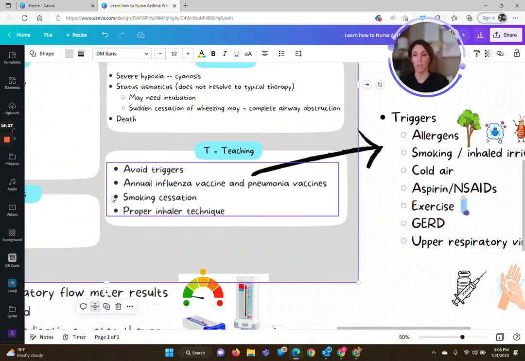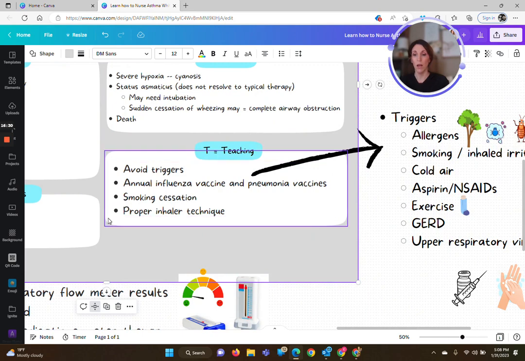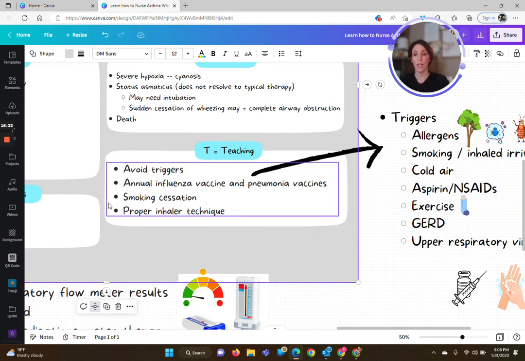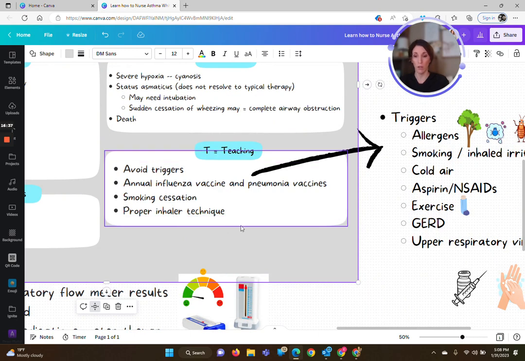Obviously, we want to avoid smoking if at all possible, and then teach proper inhaler technique. So know what you're going to do to have your patient use their inhaler. Most of the time they're going to recommend using a spacer, and that goes on the tip of the inhaler. You're going to put that on there, and then you're going to shake the inhaler, exhale, and then put the spacer in the mouth, squeeze the inhaler, and then inhale through the spacer.